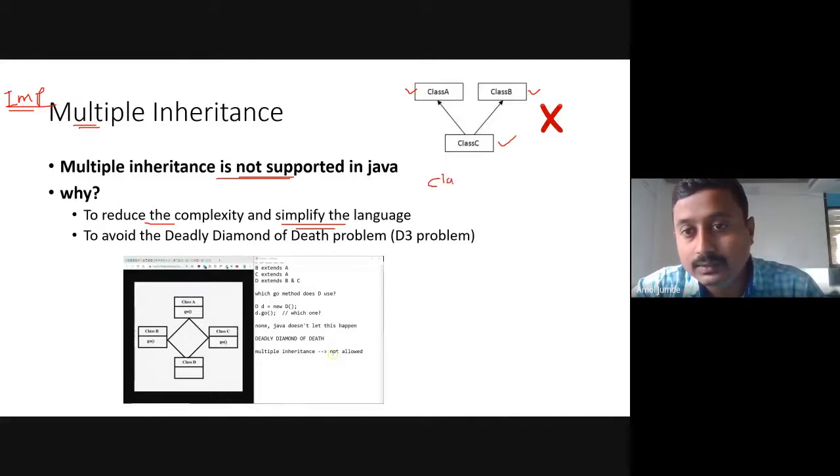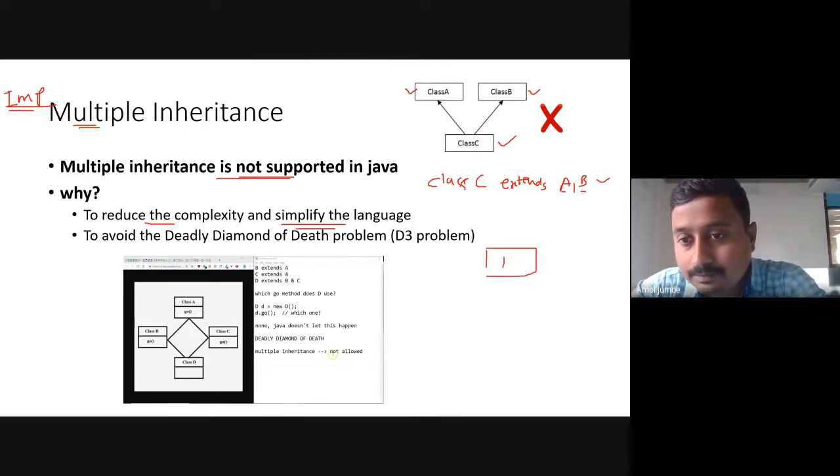So class C, subclass extends. You will be writing like this: extends A comma B, right? A and B. So you will get a compiler error. Now why are we avoiding this multiple inheritance? Consider this example. You have a class A which is having a go method, some imaginary method go.